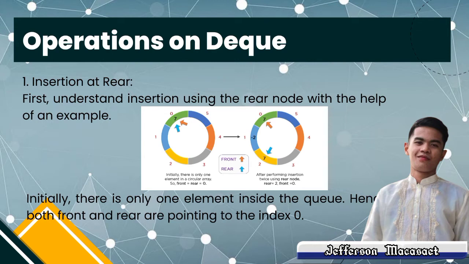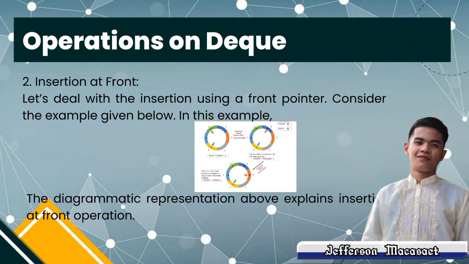Insertion at rear. First, understand insertion using the rear node with the help of an example. Initially, there is only one element inside the queue, hence both front and rear are pointing to the index 0. Additionally, as you are inserting elements using the rear node, its incrementation will bring you to the empty space for putting in a new element. The image shown above represents how insertion occurs using a rear pointer. Two, insertion at front. Let's deal with the insertion using a front pointer.